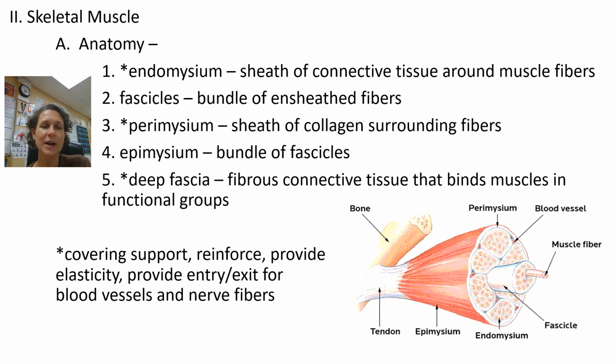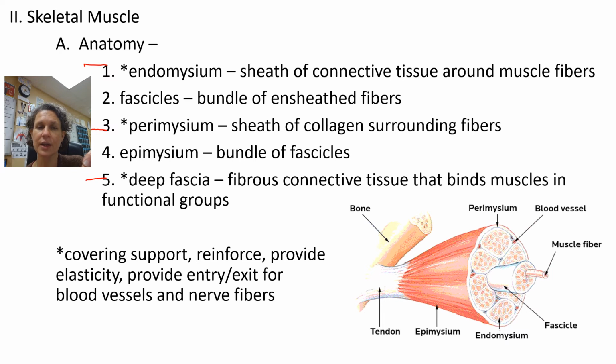So first off, the endomysium, this is a sheath, and all of the ones that I have stars next to, so numbers 1, 3, and 5, those are coverings that are around the muscle fibers, or the different parts. They are just kind of support there. Okay, so anyway, the endomysium is a sheath or a layer of connective tissue that is around specific or groups of muscle fibers.